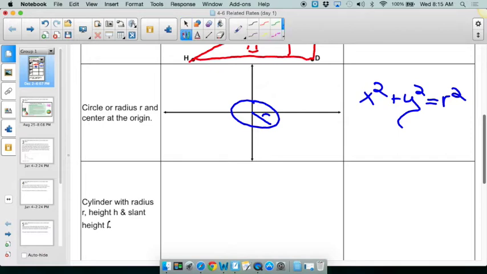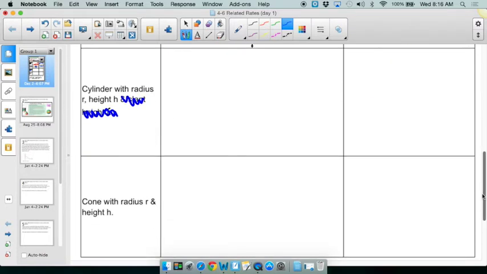Okay, just a quick glitch here. Scribble out this because cylinders don't have slant heights. For those of us who are looking at that going, huh? And add the slant height to here. Slant height, cursive L.